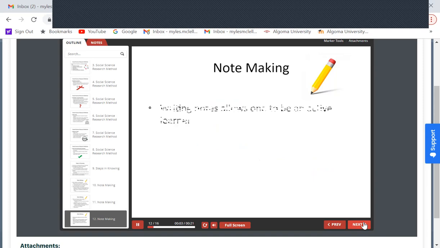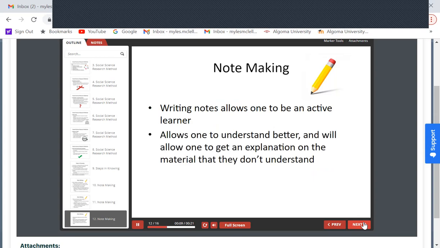Writing notes essentially allows one to be an active learner. It also allows people to understand better and to get an explanation of the material they don't understand. This can also improve one's ability to present on various topics.